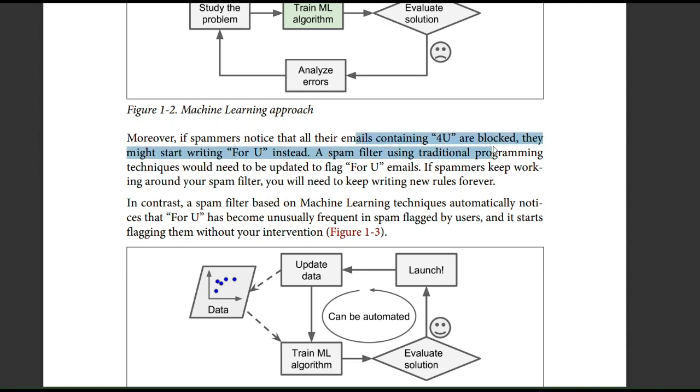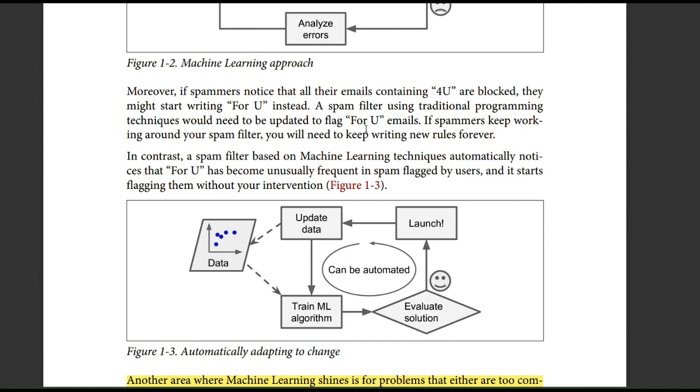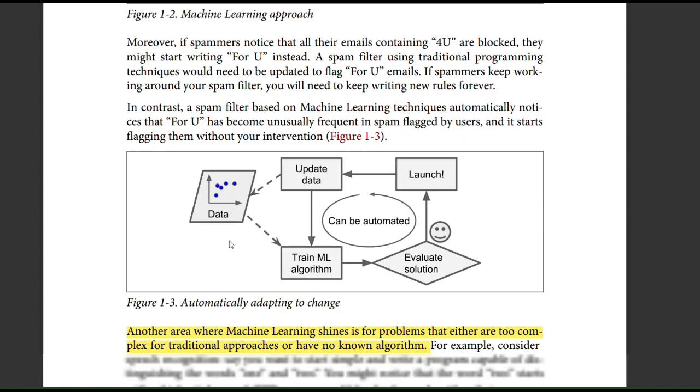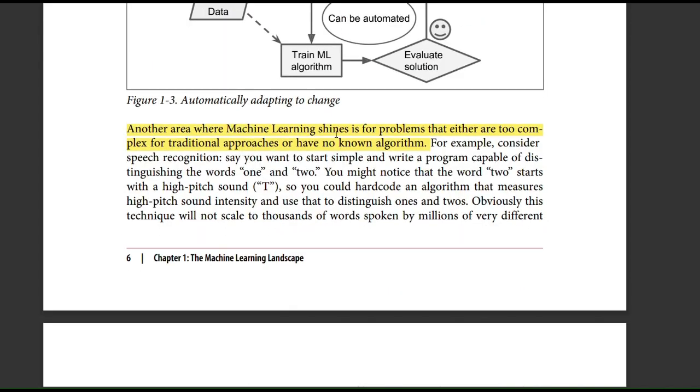Moreover, if spammers notice that all their emails containing "4U" are blocked, they might start using "For You" instead. A spam filter using traditional programming techniques would need to be updated to flag "For You". But the machine learning model itself learns, if we train the machine learning classifier on an online data set, where the machine learning algorithm is updated regularly by the addition of data. But in traditional programming, we'll have to change these patterns once the spammer changes the text in the email; we'll have to update it manually. But for the machine learning algorithm, as and when the data gets updated, the algorithm updates itself, and these words are automatically detected, and the overall program is updated.